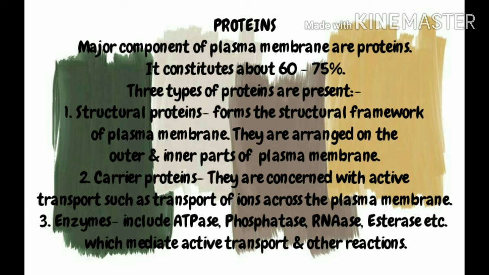The second type of proteins are carrier proteins. These are the proteins which help in the transportation of ions across the plasma membrane. When you study the electron transport chain, you will be able to understand this transportation of ions completely. For now, you have to understand that carrier proteins aid the transportation of ions across the plasma membrane, and for these carrier proteins to work properly we need enzymes, like RNAase, phosphatase, ATPase.